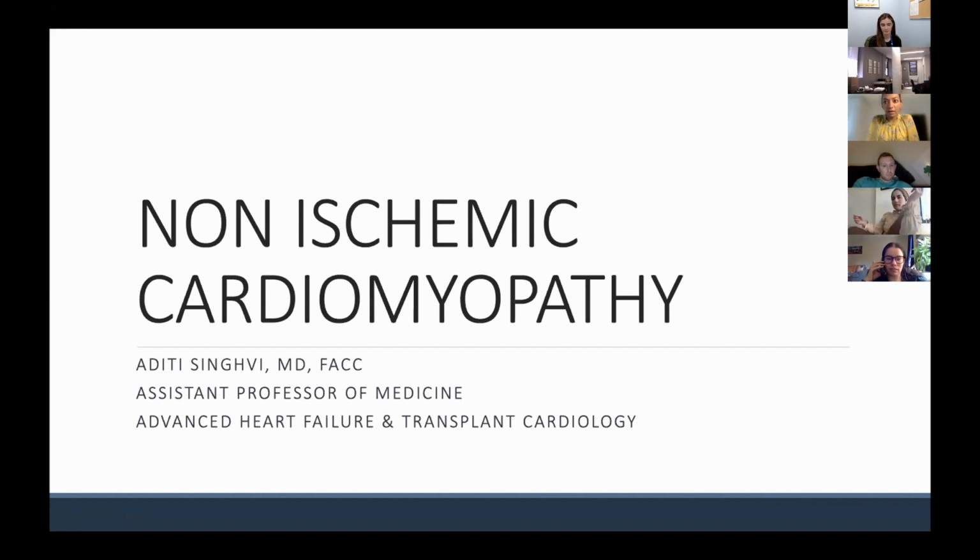And as you know, non-ischemic cardiomyopathy is a really vast topic in and of itself. And so I'm really going to focus on aspects that are unique to non-ischemic cardiomyopathy. So those will be pertaining to evaluation and causes of non-ischemic cardiomyopathy.